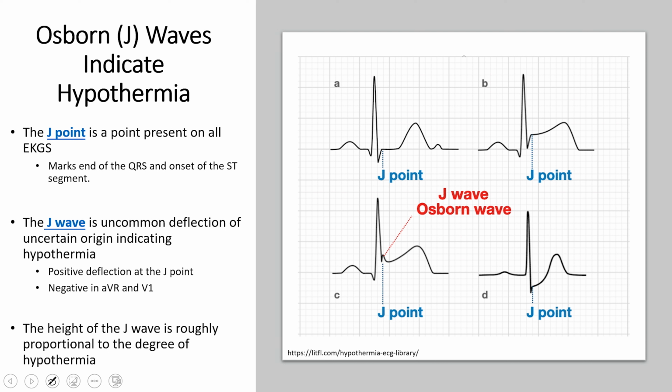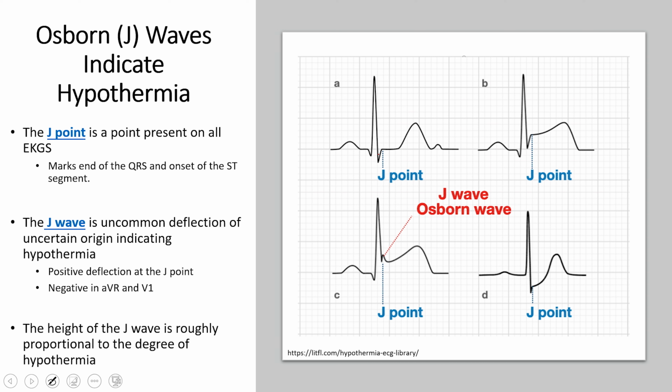Well, what you're seeing there is actually an Osborne wave, and this is something that's very indicative of hypothermia. And you're looking at this J point here. So the J point is actually a single point in time on every 12 lead that you see, and it's located right after the QRS complex, and it's as the S wave leads into the T segment. So this is a normal J point.